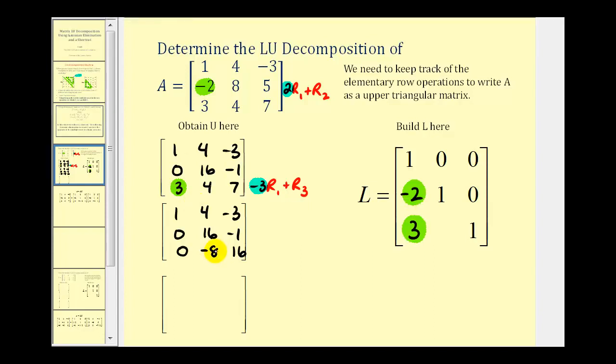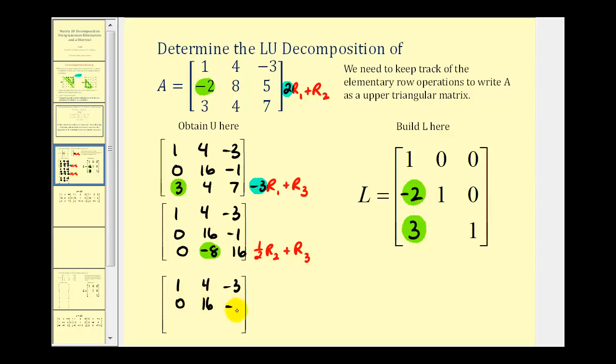Now let's obtain a 0 in this position here, which is row 3, column 2. We need to add a multiple of row 2 to row 3 to obtain a 0. Well, half of 16 would be +8, so let's replace row 3 with 1/2 times row 2 plus row 3. Again, our multiplier is a multiple of another row that we have to add to the given row to obtain our 0. So here the first two rows stay the same.